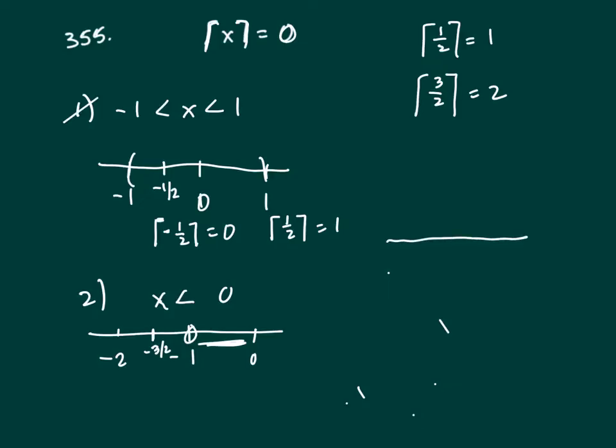If x is in between -1 and 1, and x is less than 0, so we're talking about between 0 and -1, anything in this interval, the least integer greater than or equal to x will be 0. So if you put both of them together, you can get the answer. So the answer is C.